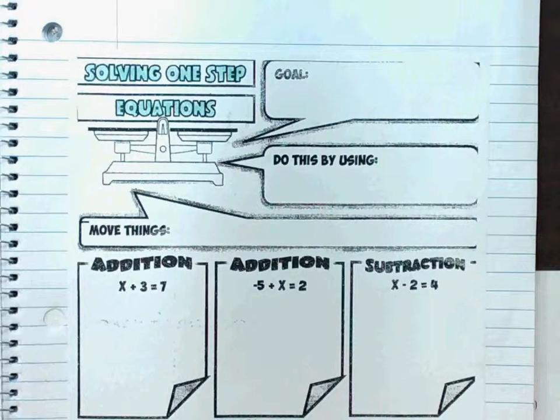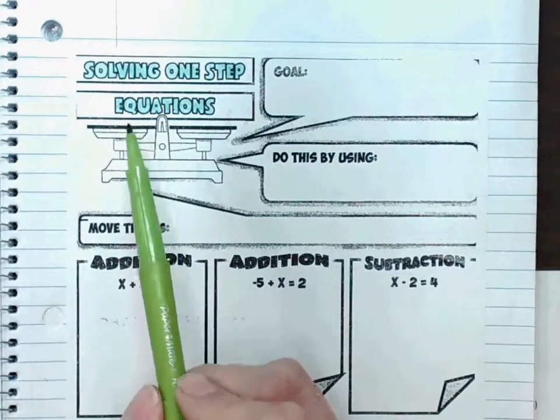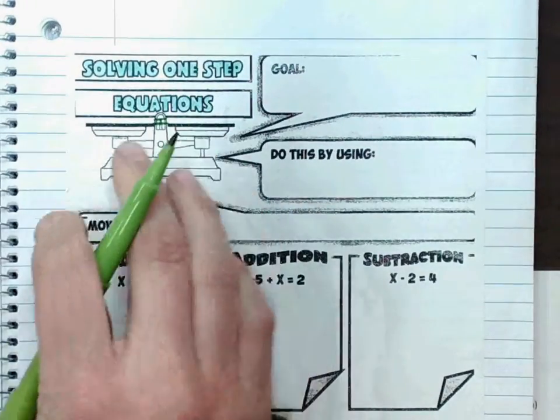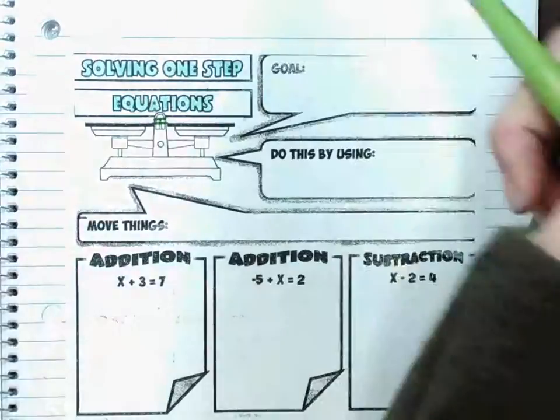Alright, so you see this picture of a scale here. We talked about an equation as something with an equal sign. Picture the scale, the equal sign being right in the middle. So we have to keep it balanced. Anything we do to one side, we have to do to the other. That's just a good visual for you.